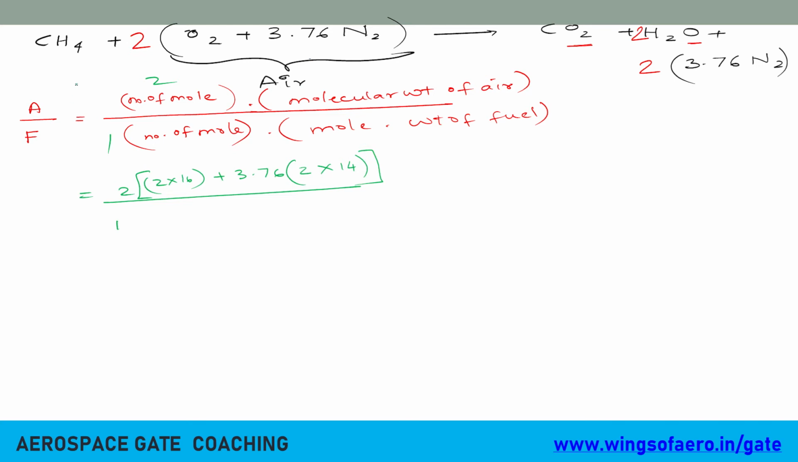Then at the bottom we have CH4. So C is 12 into 1 plus 4 into 1. So find out what the answer is and tell me.